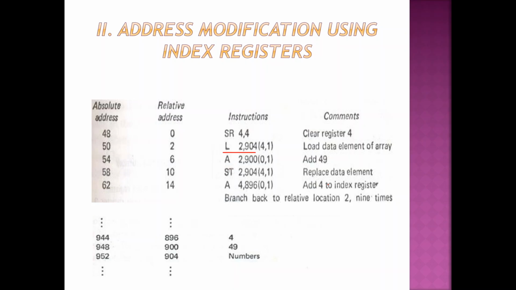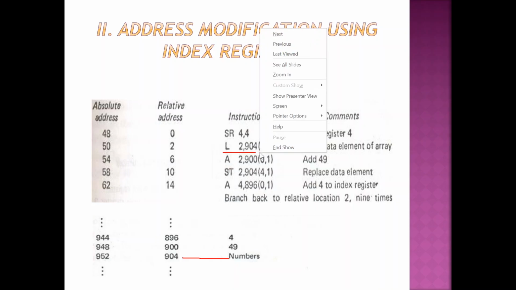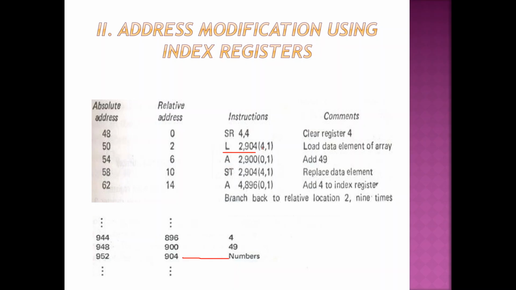As we already know, the first number is stored at location 904. This is nothing but your data 1. So load that first number and put it in register 2. Take 49 from location 900, add it to register 2, and the sum has to be put back in 904. Till this point there is no difference. It is the same. The difference is only going to be with your index register.